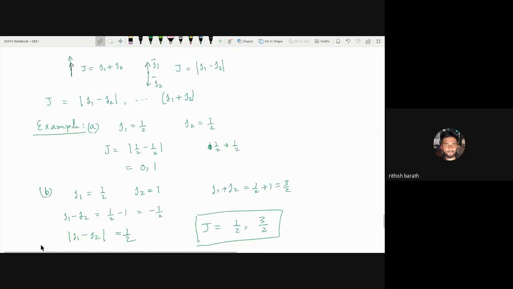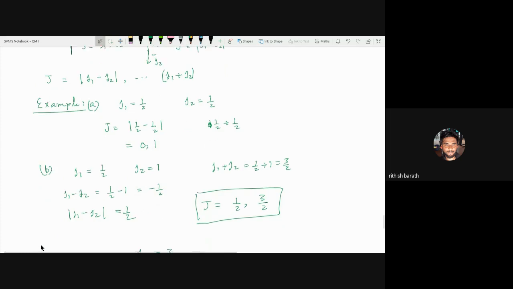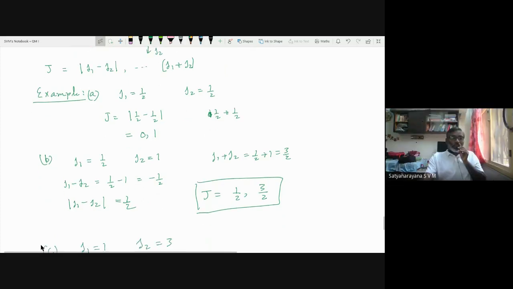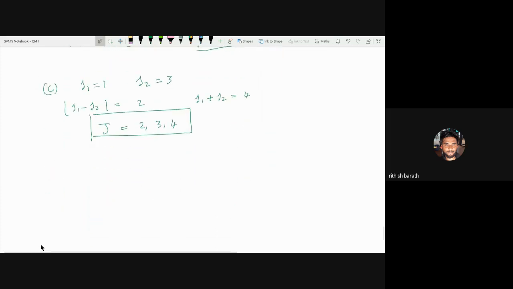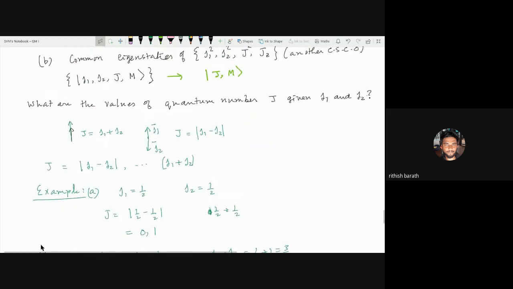So capital J cannot be negative anytime. Okay, so now we understand what the values of J are, so this question we have answered.